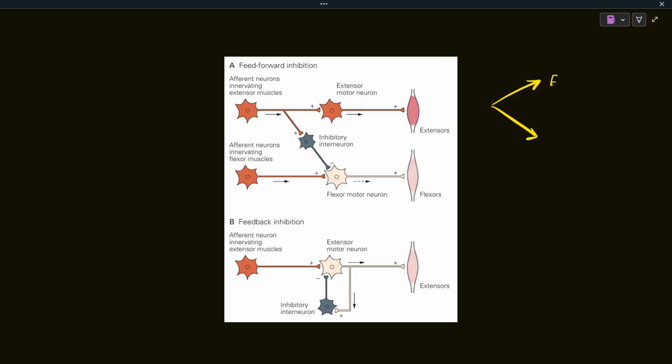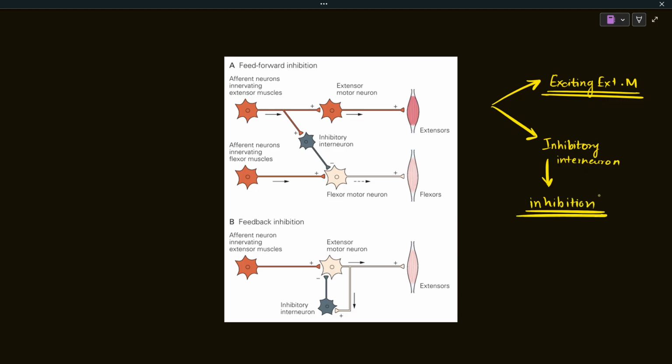Afferent neurons are conducting the information to two different muscles. First, it is exciting the extensor muscle. Okay, so for that it is forming the normal excitatory synapse. And the other pathway is that it is sending its information to an inhibitory interneuron for inhibition of the flexor muscle.